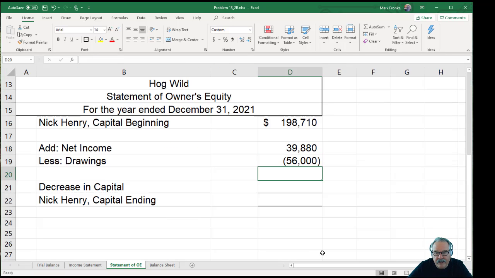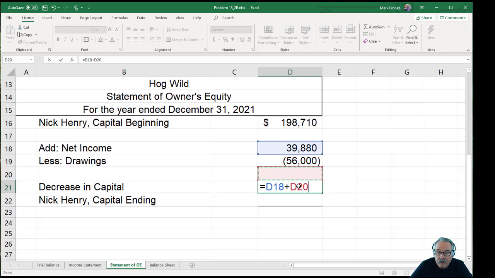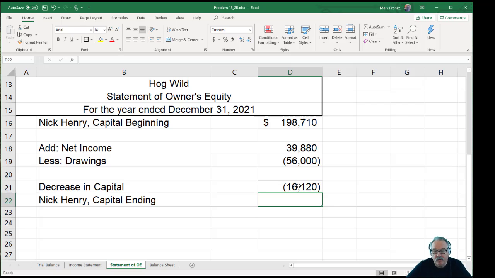$56,000. You'll notice that Nick Henry took a drawing for more than his net income, so his decrease in capital is $16,120, which means his capital balance went down to $182,590. That's the ending capital, $182,590.